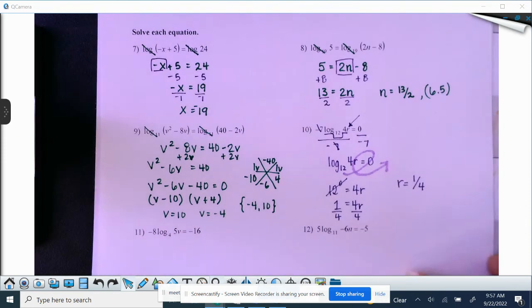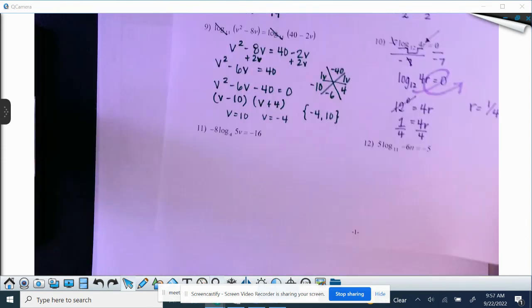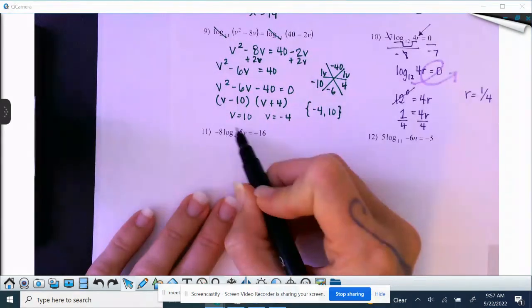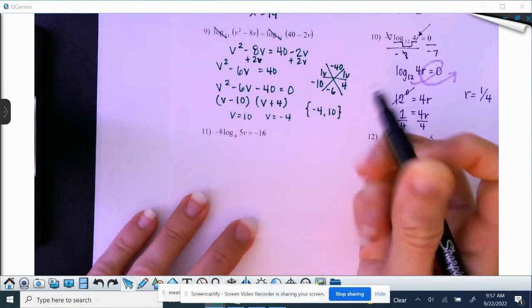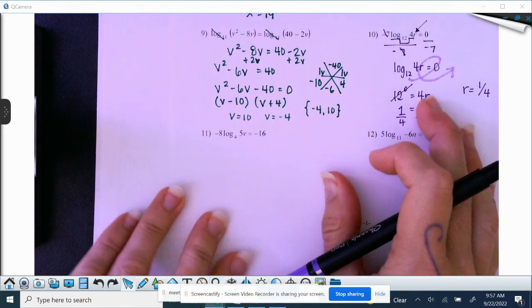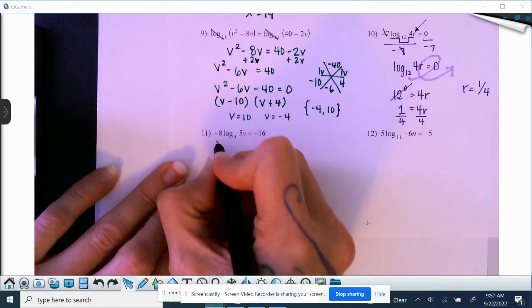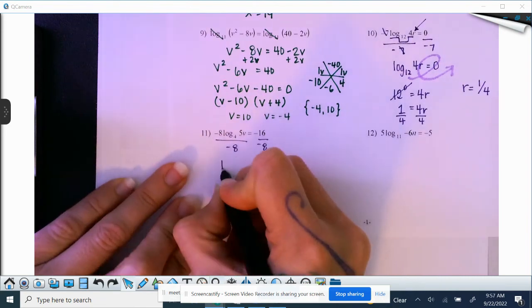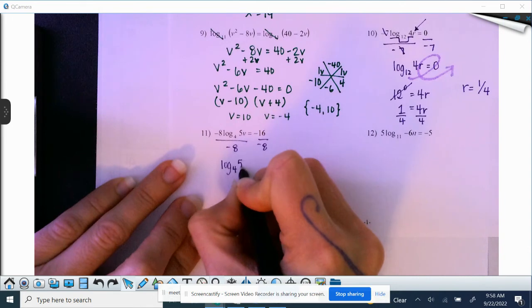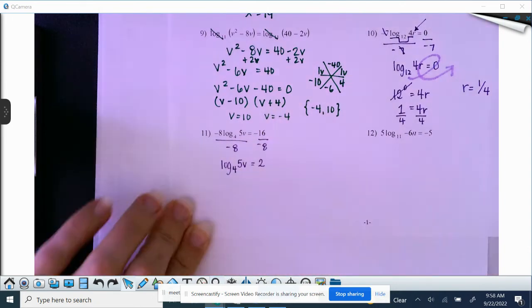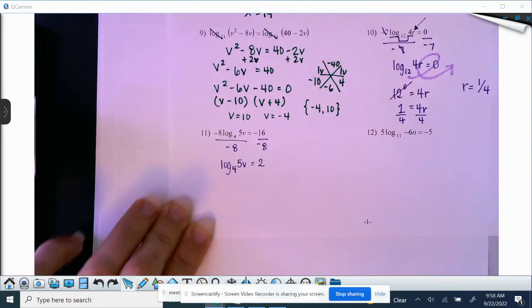All right. So look at number 11. We have log base 4 of 5v that we need to get by itself. Those are our three parts that need to be by themselves. We have a negative 8 attached in the front by multiplication because there's not a symbol. So we're going to divide both sides by negative 8 first. So log base 4 of 5v is 2. Negative 16 divided by negative 8 is a positive 2.